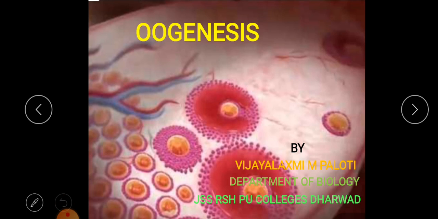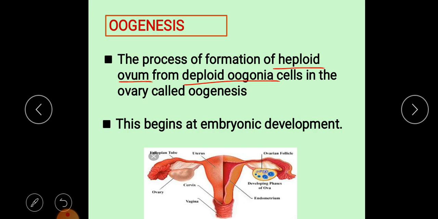In that we are going to discuss the concept of oogenesis, which comes under gametogenesis. So let us first know what oogenesis is. It is the process of formation of haploid ovum from diploid oogonia. Here the haploid ovum is nothing but the female gamete, and the diploid oogonia is nothing but the female gamete mother cell inside the ovary.